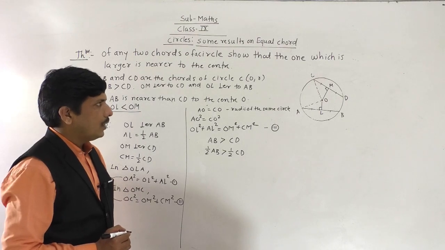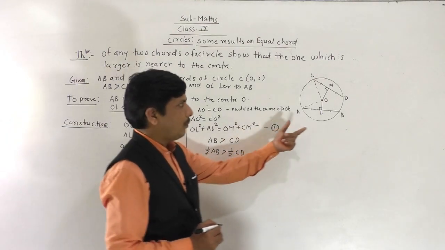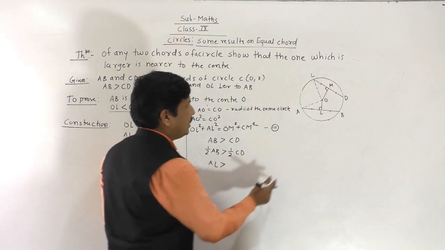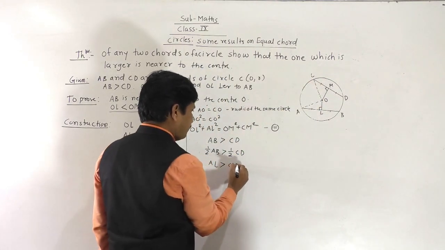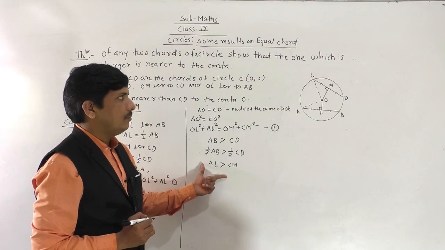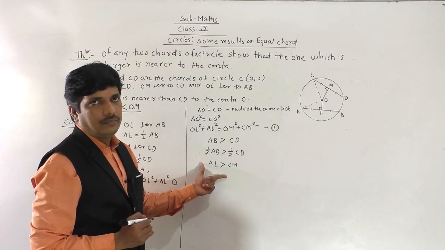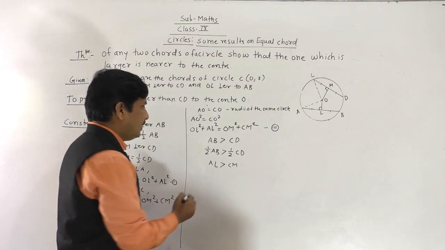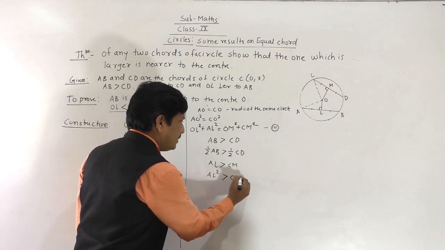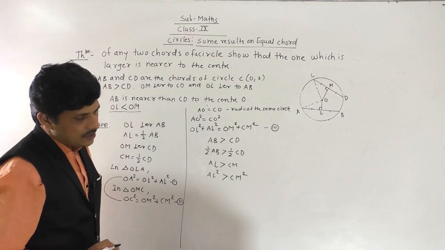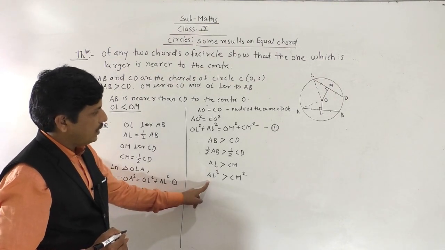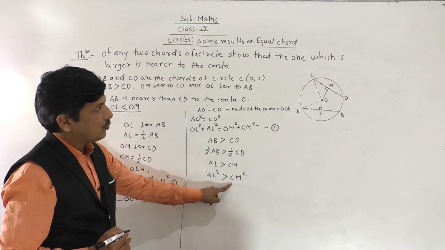So half of AB means what? AL. Half of AB is equal to AL, which is greater than half of CD, which we can take as CM. So AL is greater than CM. If we take the square of this, AL square is greater than CM square.